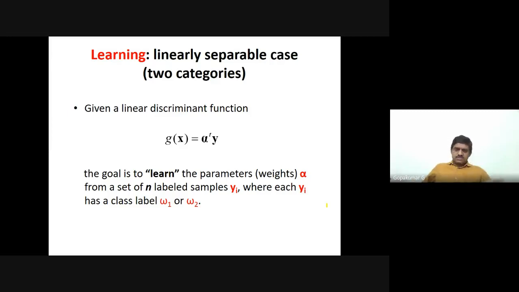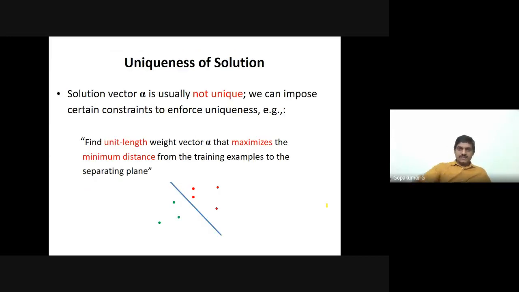So our goal is to learn the parameters, in this case the weights alpha, from a set of n labeled points y, where each y has a class label of w1 or w2. The solution vector alpha need not be unique, because you can have many possible combinations of weights, so that you will get many different lines. But what we have to find is the unit length vector alpha that maximizes the minimum distance of the training examples to the separating line.